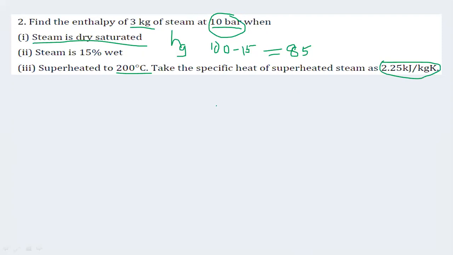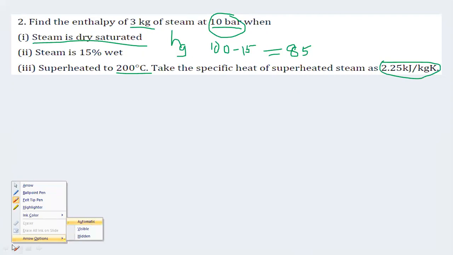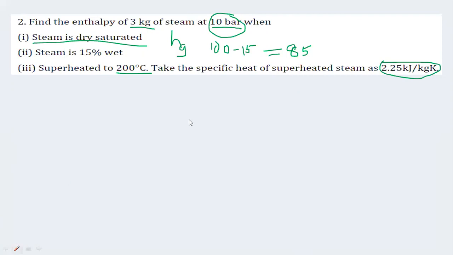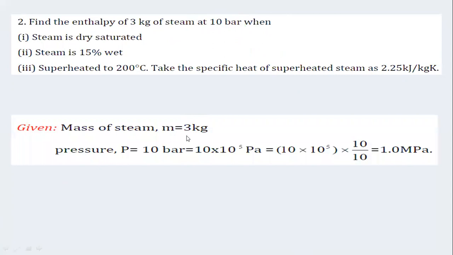So now let us see how we can solve this problem here. Go through all the steps which I have said. The first important thing I told you: the total mass of the steam given is 3 kg, pressure 10 bar. I have told you, according to your steam tables, check the units of the pressure which is given to you. If it is in megapascal, convert from bar to megapascal. Similarly from bar to kilopascal also.